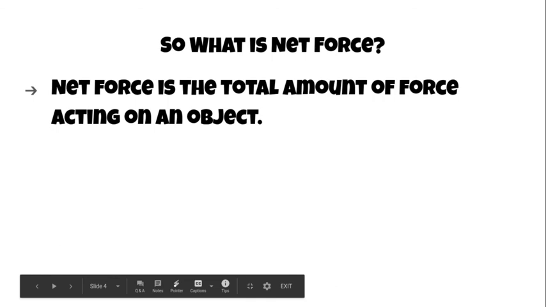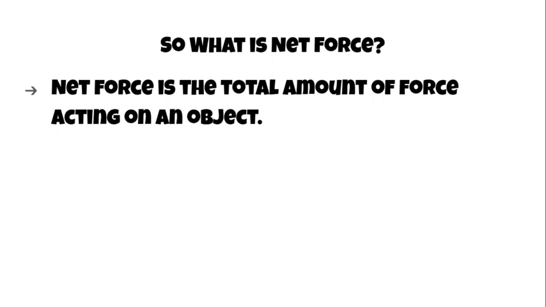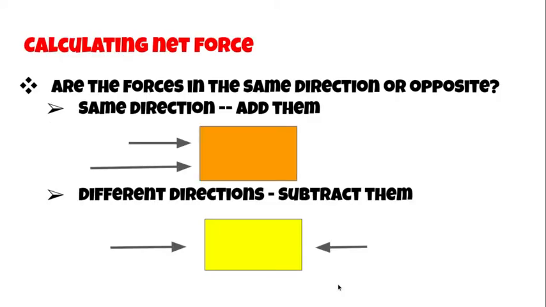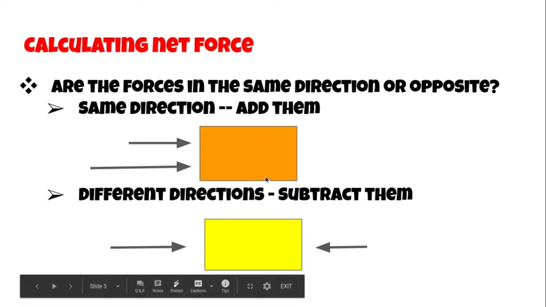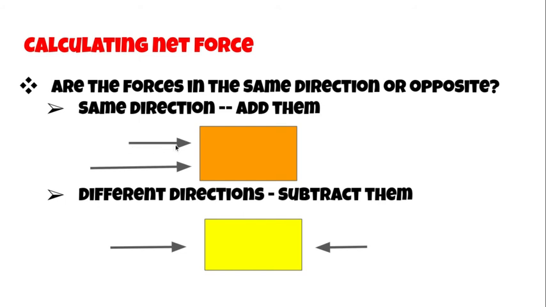So what is net force? Net force is the total amount of force acting on an object. And when we calculate net force, we need to look at the direction of the forces. So if my object is this orange box here, and my forces are shown with arrows, this arrow is shorter, this arrow is a little bit longer, which would distinguish that this force of the longer arrow has more strength, would have a higher number of newtons than the shorter arrow, but they're moving in the same direction.